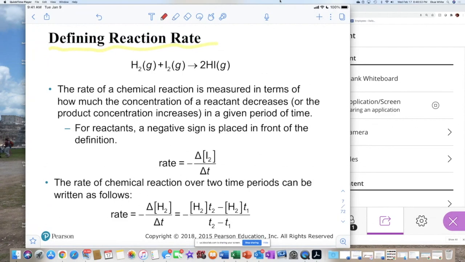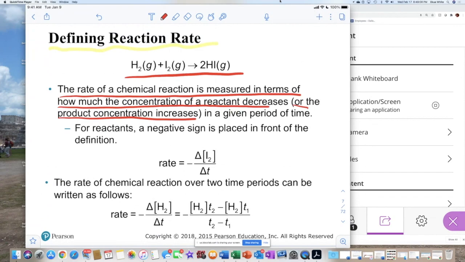Okay, so now we're talking about defining rate. We're defining rate now and going further into stoichiometry. Now we have a balanced equation. We're told here the rate of a chemical reaction is measured in terms of how much the concentration of a reactant decreases or the product concentration increases. Didn't we say this before? Yeah, we're saying it again. But now we're actually going to do something with it. For reactants, a negative sign is placed in front of the definition, like I did before, right? Only now we have a balanced equation.